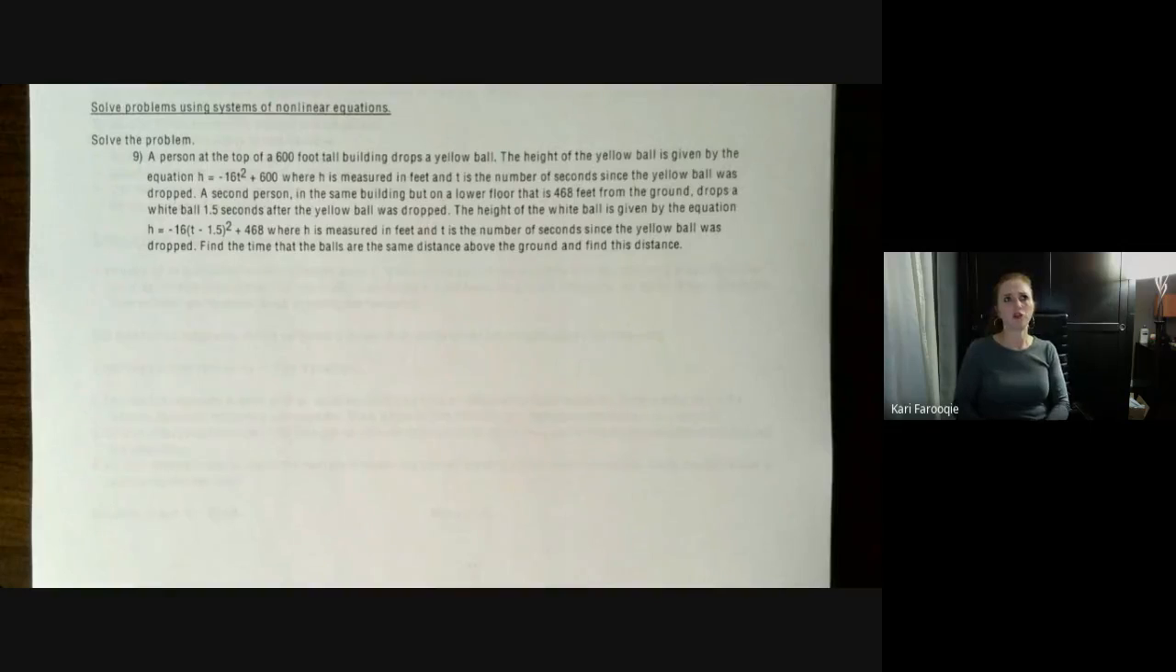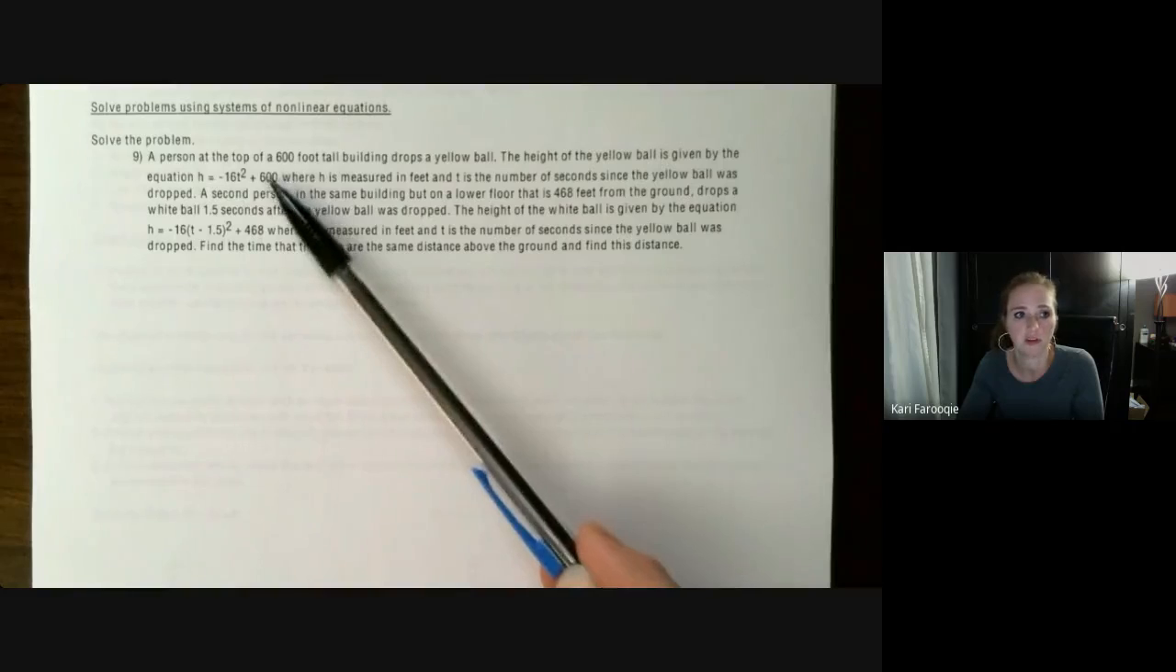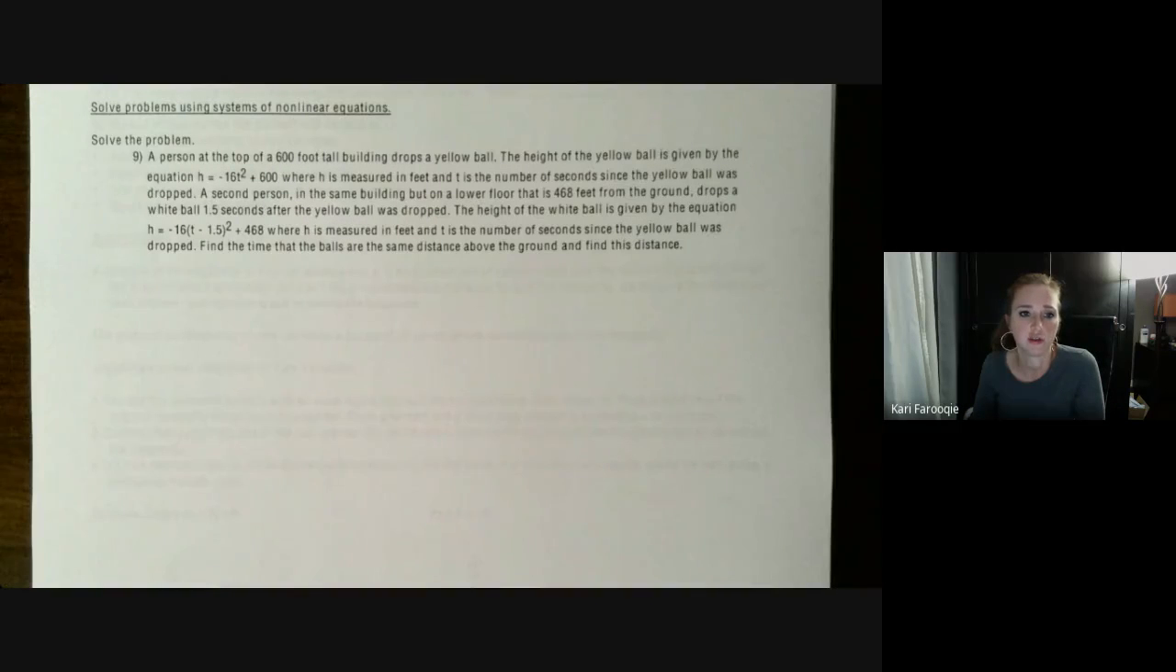Let's do an application problem here for nonlinear systems. A person at the top of a 600-foot tall building drops a yellow ball. The height of the yellow ball is given by the equation h equals negative 16t squared plus 600. So the height of the building is this initial height, 600, in your position function, where h is measured in feet and t is the number of seconds since the yellow ball was dropped.